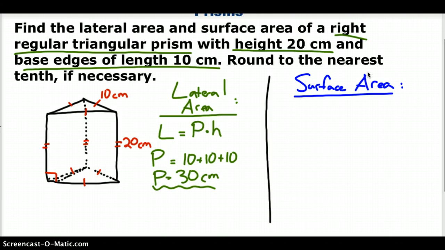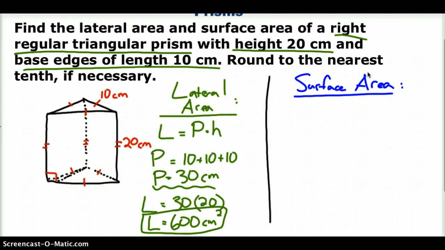Again, that's not our answer, that's just going to help us solve our problem, right? So now our lateral area is going to be equal to our perimeter, which is 30 centimeters, multiplied by our height, which is 20 centimeters. Okay, so 30 times 20, well 3 times 2 is 6, and then add 2 zeros. Our lateral area is just going to be equal to 600 square centimeters. So that is going to be our lateral area.